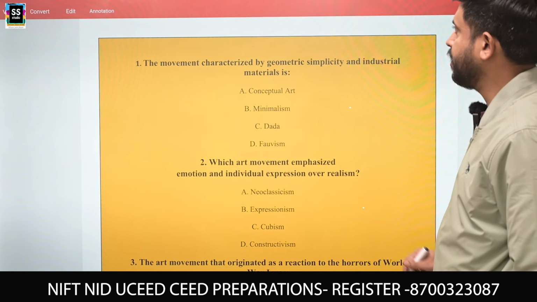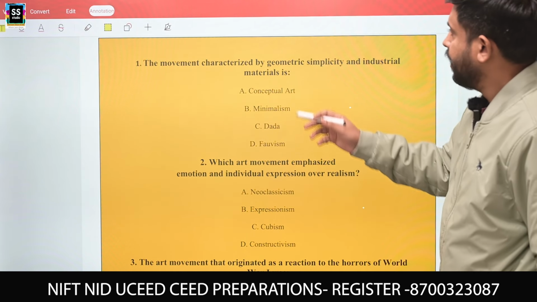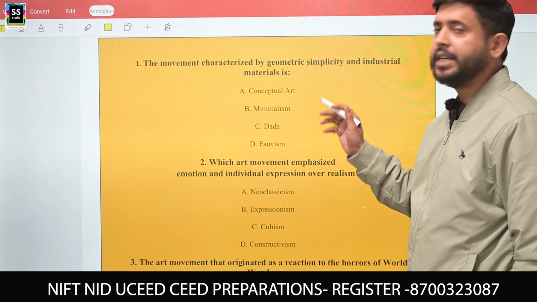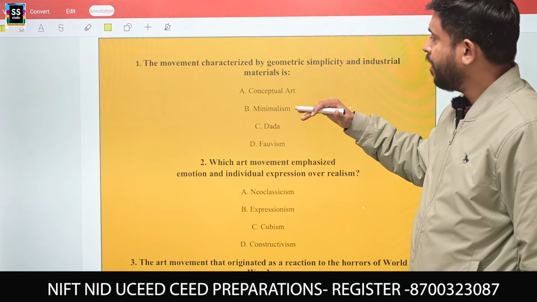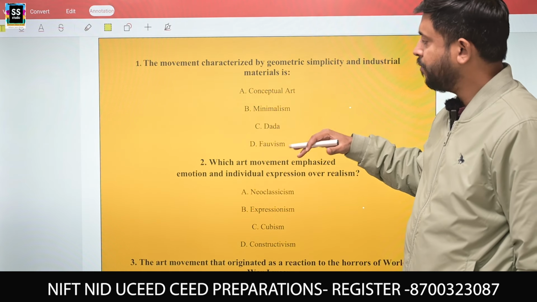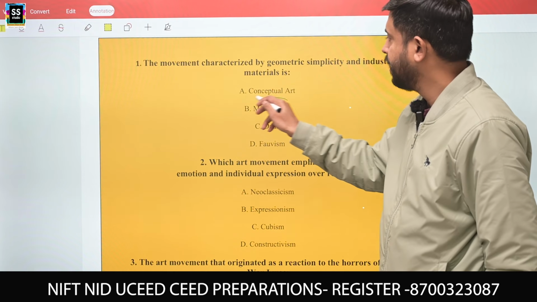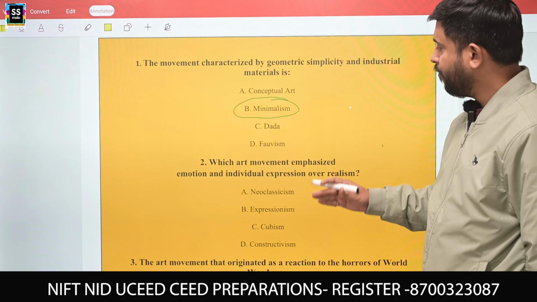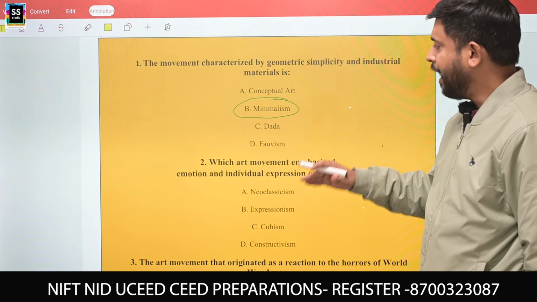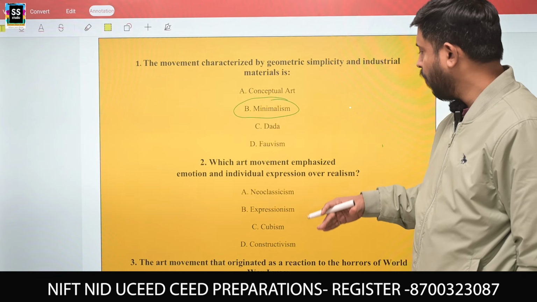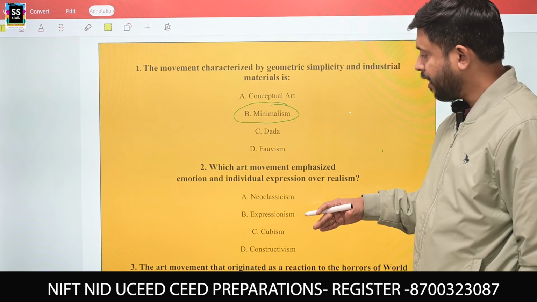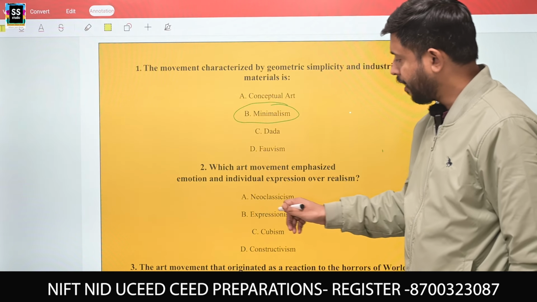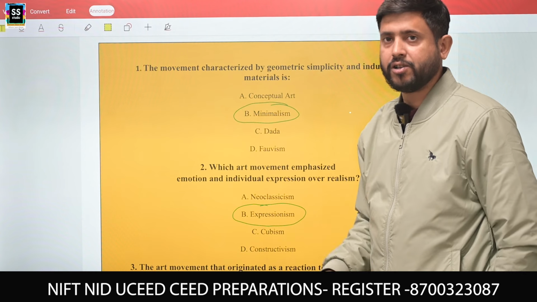So the very first question says, the movement characterized by geometric simplicity and industrial material is known as conceptual art, minimalism, Dadaism, or Fauvism. The correct answer is minimalism. Moving forward, the next question: which art movement emphasized emotion and individual expression over realism? Your options are neoclassicism, expressionism, cubism, or constructivism. The correct answer is expressionism.